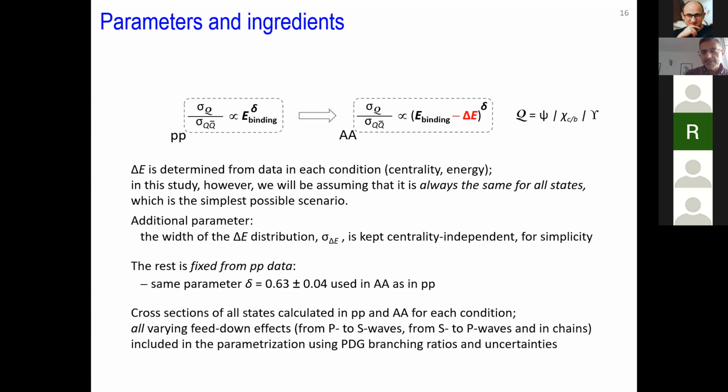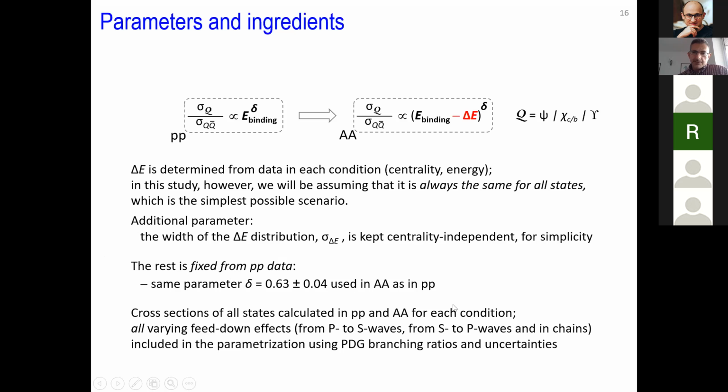For simplicity, we make two very strong assumptions: that delta E is identical for all states, charmonia and bottomonia, and sigma delta E is even independent of everything. So it is one parameter independent of centrality and conditions. Then we will fix delta to the value found for the proton-proton collisions.